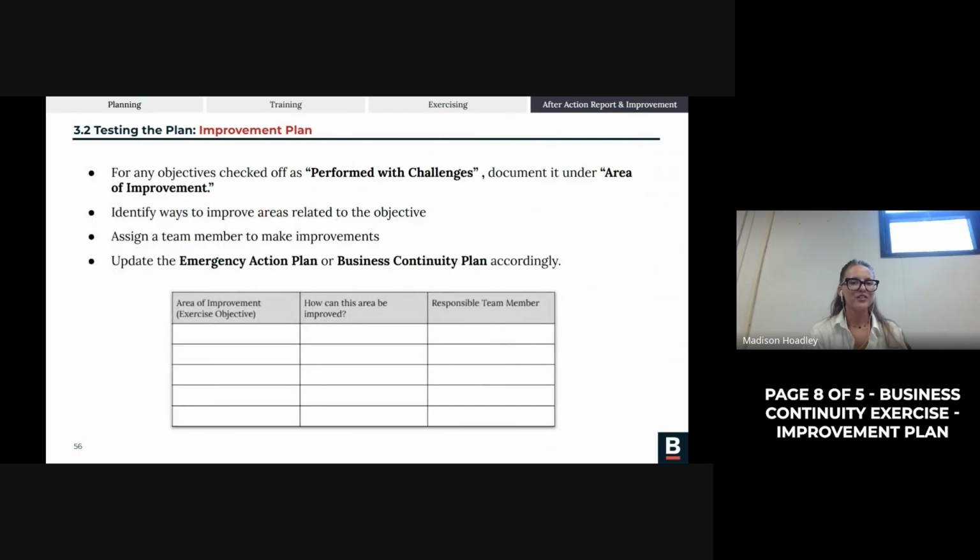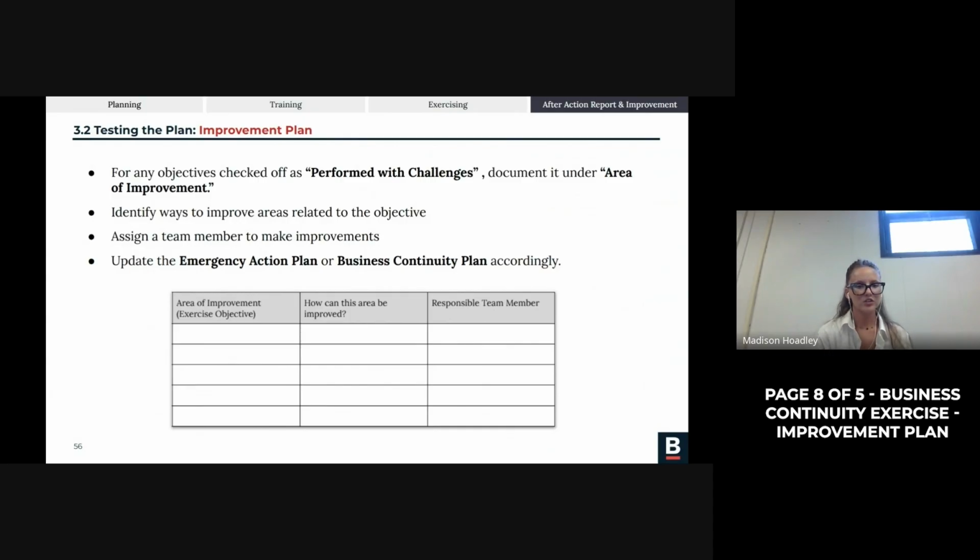Okay, let's move over to the improvement plan. Again, feel free to pause this video at whatever point you need to. I know that I'm running through this fast, so for any objectives checked off as performed with challenges, you want to document that under this area of improvement. This is on page 7 and 8, and you're going to want to identify ways to improve areas related to this objective. So how can this be improved? And then who is the responsible team member? Who is going to implement these changes? Who is going to make sure that this area of improvement is addressed?